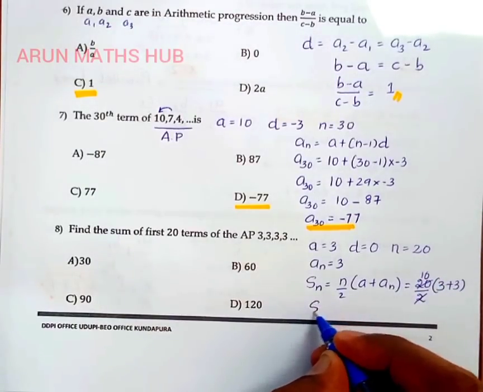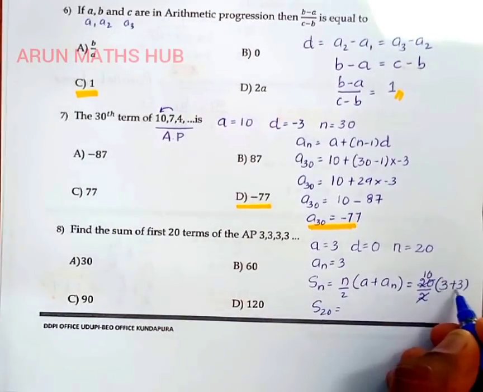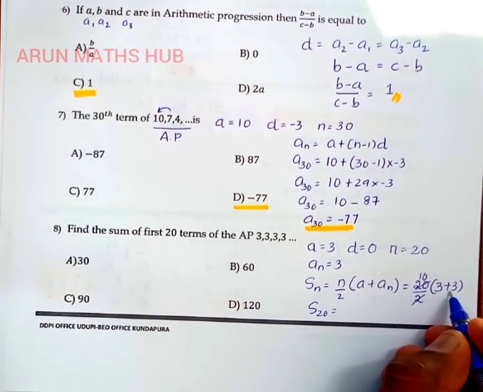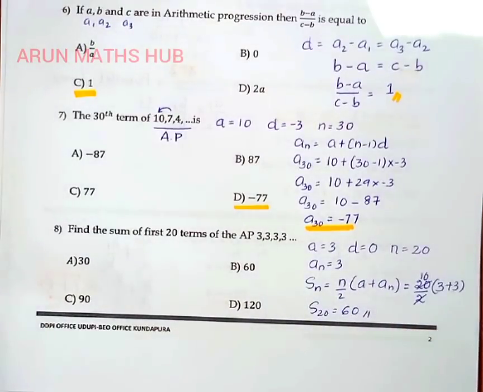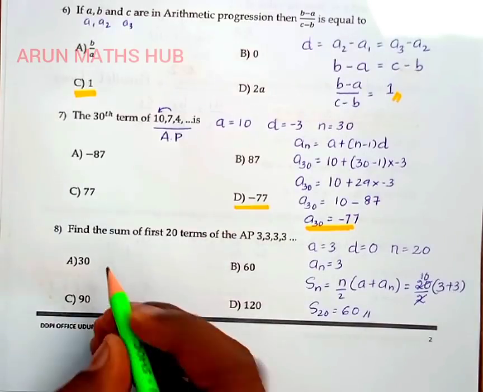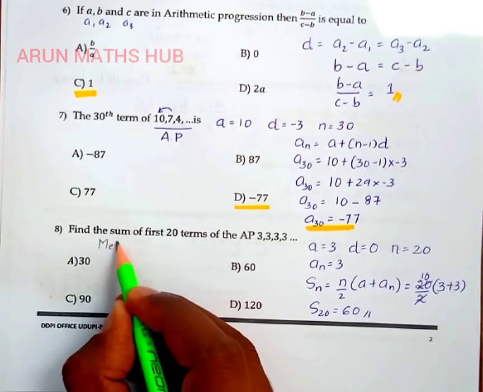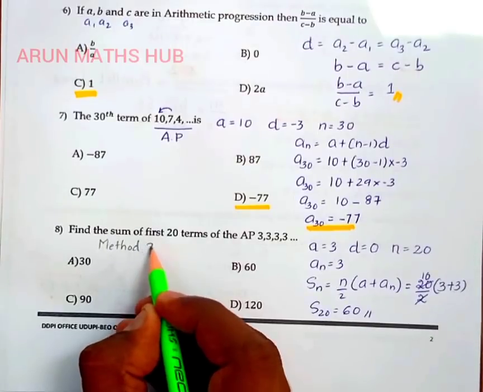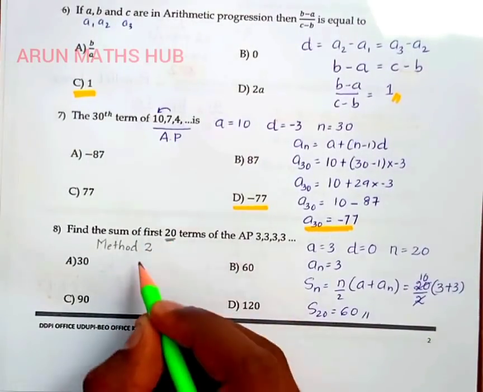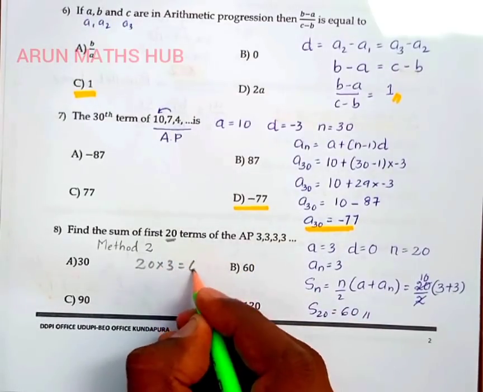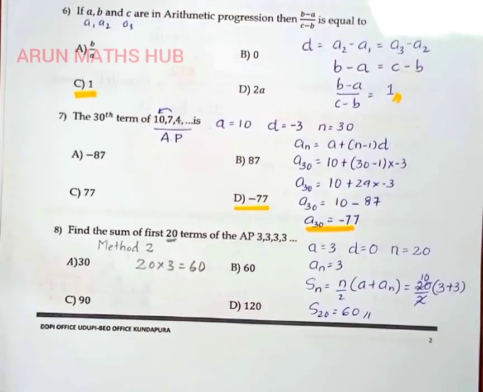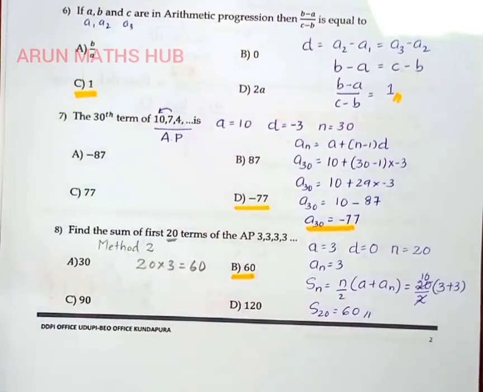Now Sn equals 20 by 2 into 3 plus 3. 20 by 2 is 10, 3 plus 3 is 6, and 10 times 6 is 60. Therefore, S20 is 60. Otherwise, 20 times 3 is 60, because we need to add the 3 twenty times, since it is continuously 3. Therefore, the correct answer is option B, 60.